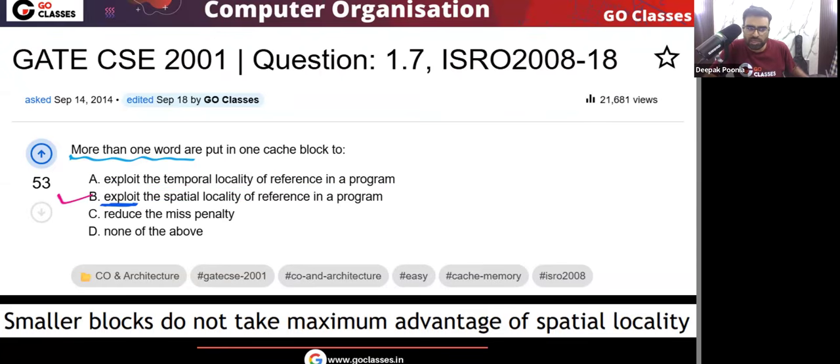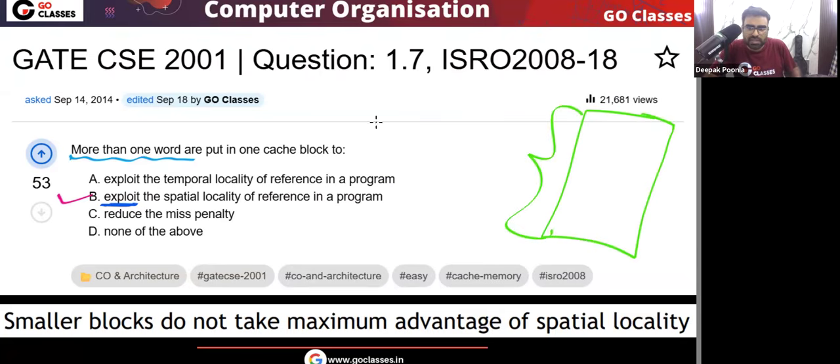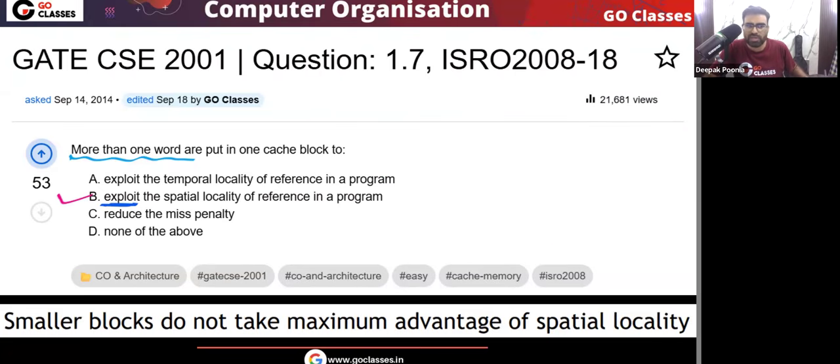And whenever the CPU wants to access some data and it is not available in the cache memory, we fetch that data, and along with that data we fetch a block of data from main memory to the cache memory. This is called taking advantage of the spatial locality property. So remember, the cache memory takes advantage of temporal locality as well as spatial locality.